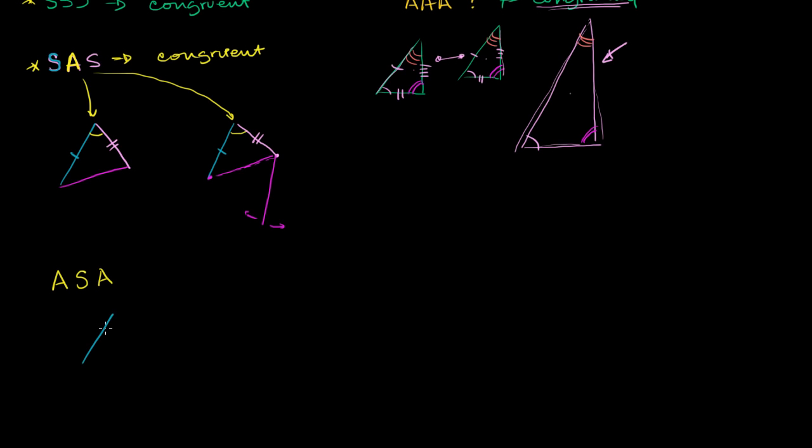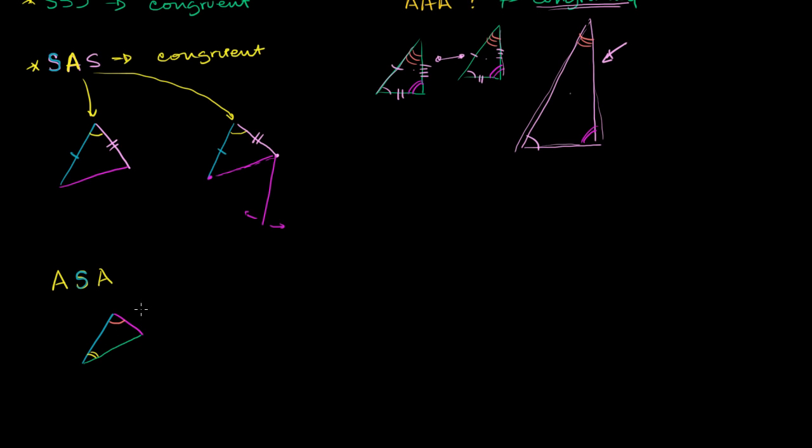So I have this triangle. This would be maybe the side. Let me draw the whole triangle first. So I have this triangle. Let me draw one side over here, and then one side over there. And this angle right over here, I'll do it in orange, and this angle over here, I will do it in yellow.